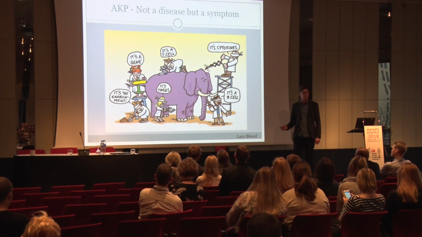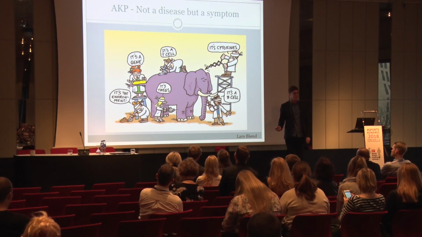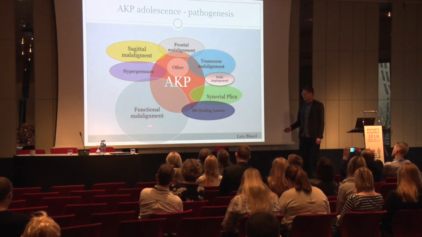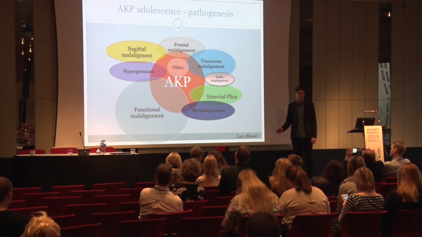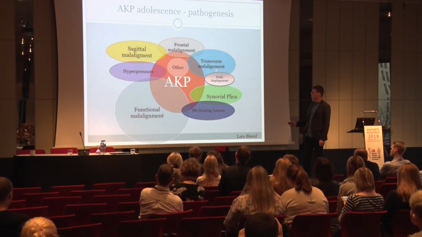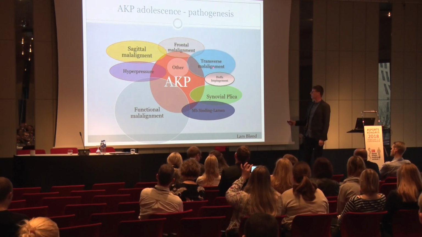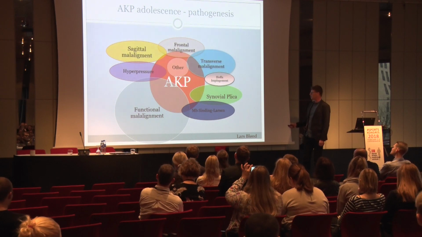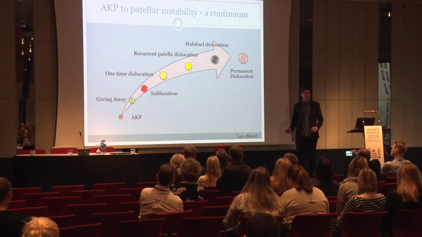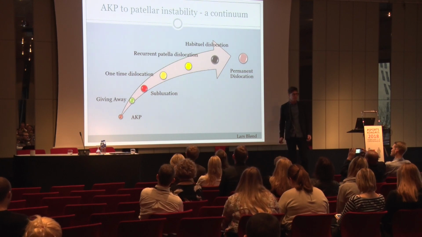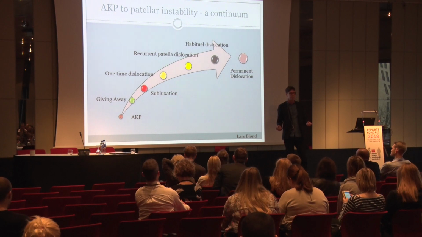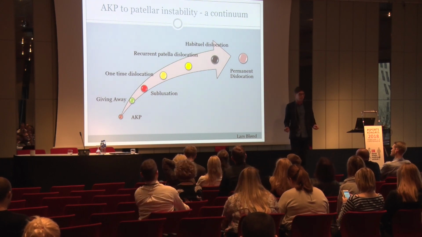Remember, anterior knee pain is a symptom. It's not a disease. It's just like abdominal pain. It's a symptom, but there are many causes. And we know functional malalignment can be treated very well by physiotherapy. But we have to realize that there are many other causes for having anterior knee pain. And Sinead briefly mentioned these factors: sagittal malalignment, frontal malalignment, transverse malalignment, and there are other causes as well, such as synovial plica. And somehow I regard anterior knee pain as very closely related to patellar instability, because the biomechanics are the same. And somehow you can say that anterior knee pain is a patella that just hasn't dislocated yet, and perhaps never will.